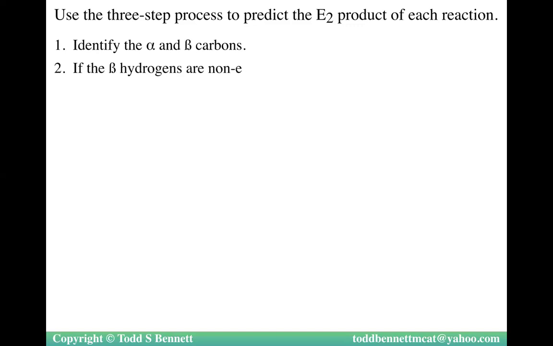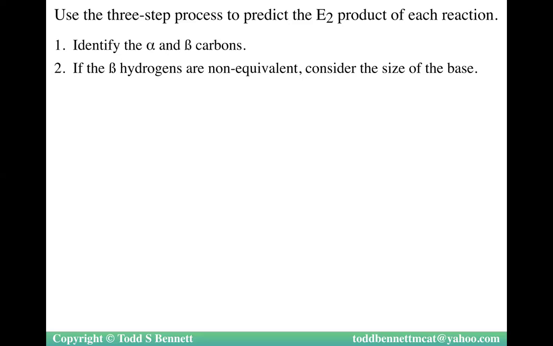So here's how we're going to decide what the E2 is. Okay, so first and foremost, always identify what the alpha and beta carbons are. Alpha is the easy one that has a leaving group. Beta is the next carbon over, and consider the H's on there. If they are non-equivalent, that means if you have, let's say, a methyl and an ethyl group on the alpha carbon, then the methyl is smaller than the ethyl, so they are not equivalent.